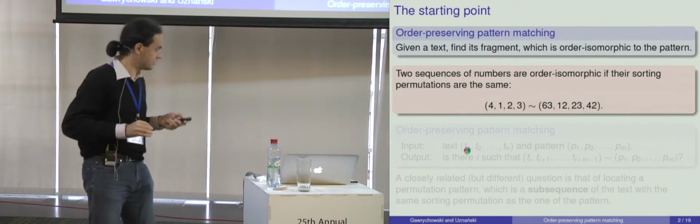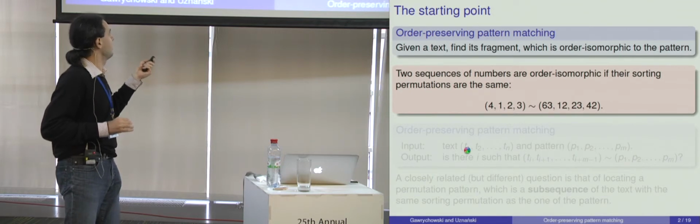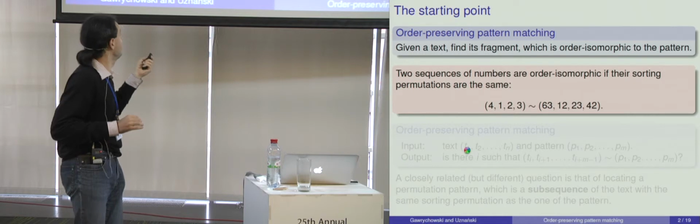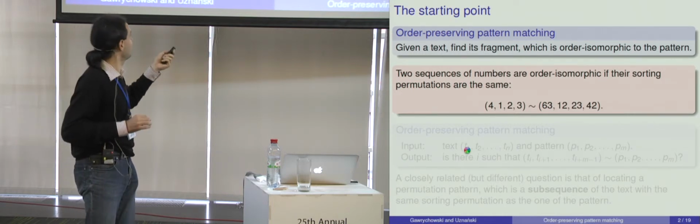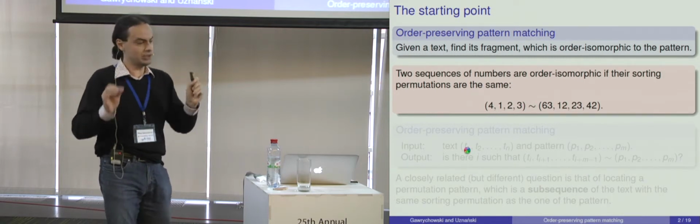So for example, you can see that 4, 1, 3 is order isomorphic to 63, 12, 23, and 42 because the smallest element is at the second position, the second smallest element is at the third position, then the next element is at the last position, and the largest element is at the first position, right? So they're essentially the same.